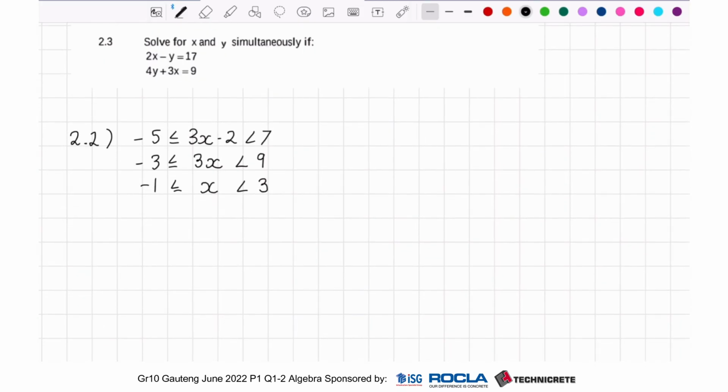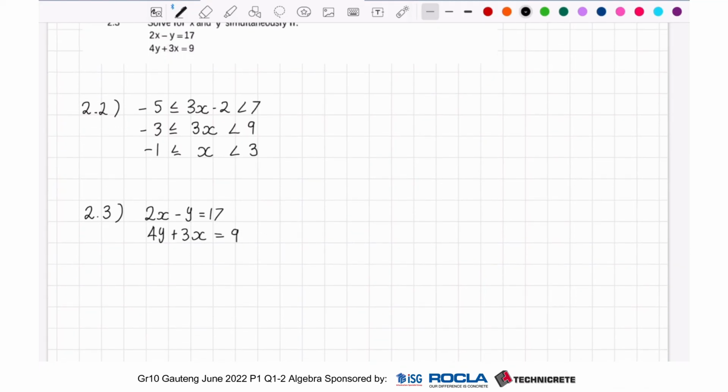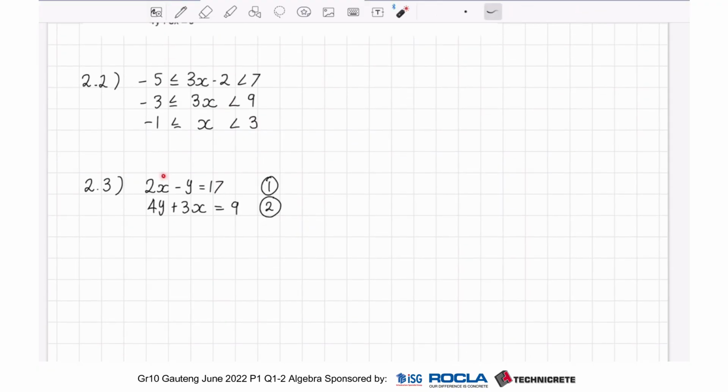And then for the last part of question 2, we have 2.3, and we're given these two equations. And we're asked to solve for x and y simultaneously. So from this first equation, which I'm going to call equation 1, and this one equation 2, I'm going to get an expression for y in terms of x. So I'm going to have y equals something with x in it, and then I'm going to substitute this value for y into equation 2.